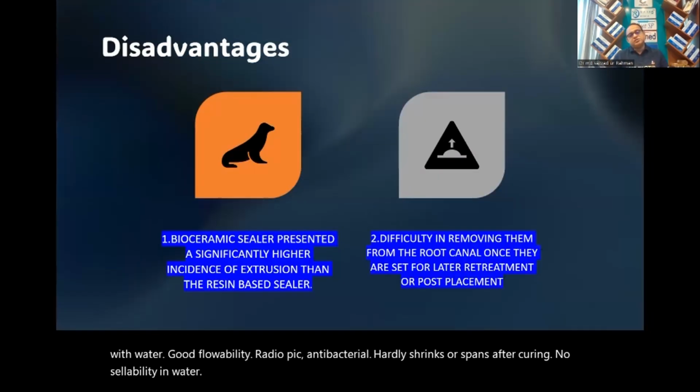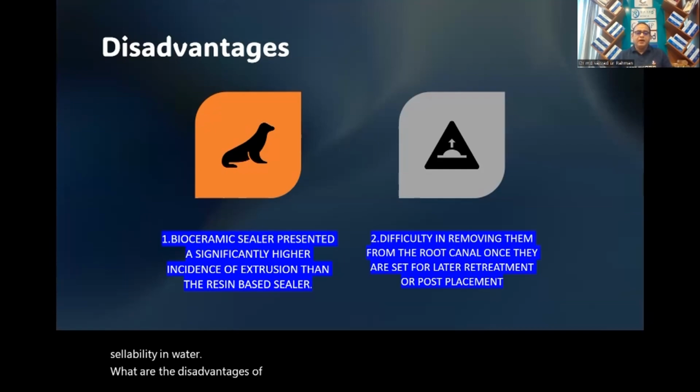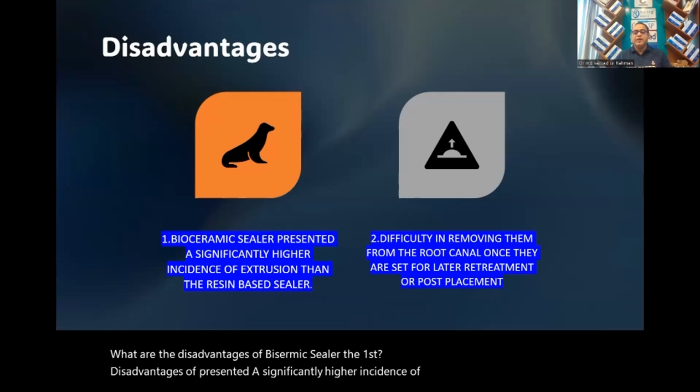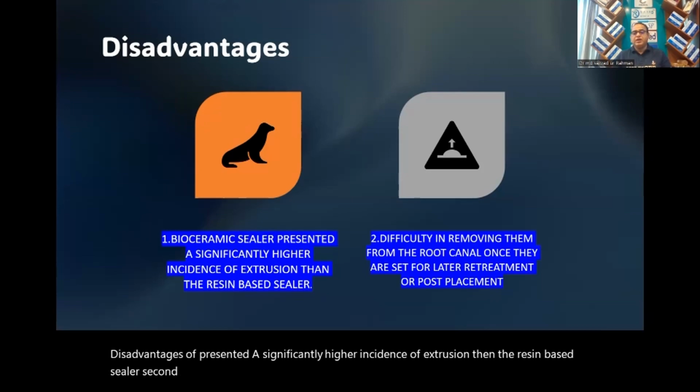What are the disadvantages of bioceramic sealer? The first disadvantage is a significantly higher incidence of extrusion than the resin-based sealer. The second one is difficulty in removing them from the root canal once they are set, for later retreatment or post placement.